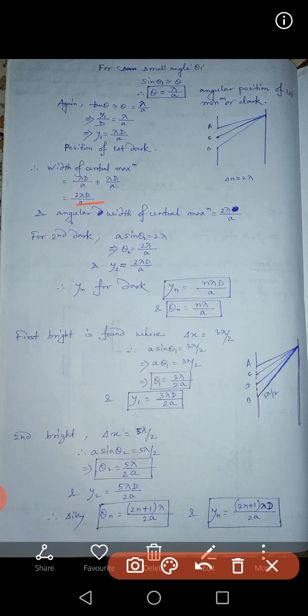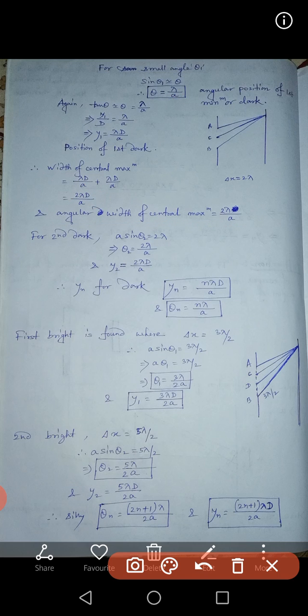Another thing, since it is a linear width, it is not in terms of angle, because we used the linear position. Then in angular width, what will it be? As I already told you, from angular to linear we convert by multiplying D. So from linear to angular width of the central maximum, just this capital D will disappear. So 2 lambda by a.